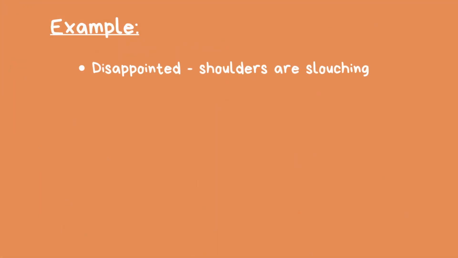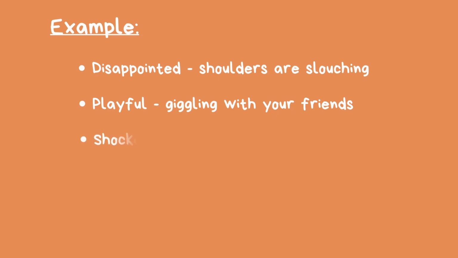So go through each feeling word that you came up with and name some sensations or feelings in your body that you might show when you're feeling that emotion. So for example, you might know you're feeling disappointed when your shoulders are slouching, and you might know you're feeling playful when you're laughing and giggly with your friends, right? You might know you're feeling shocked when your eyes get really wide and you gasp and step back.